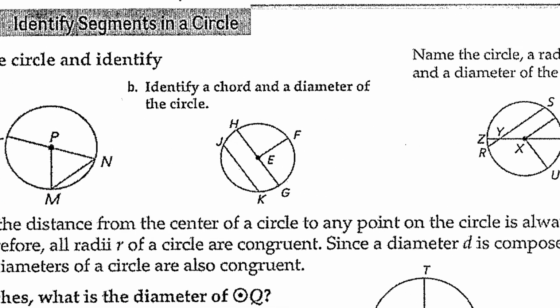Okay, next one. Identify a chord and a diameter. So what's one that's just a chord? JK. And no, we're not just kidding, it is JK. And then what's the diameter? HG. Yep, you're right. HG is the diameter here, the one that's drawn.